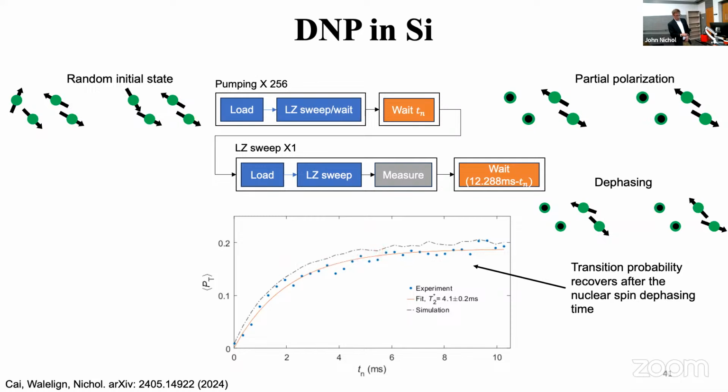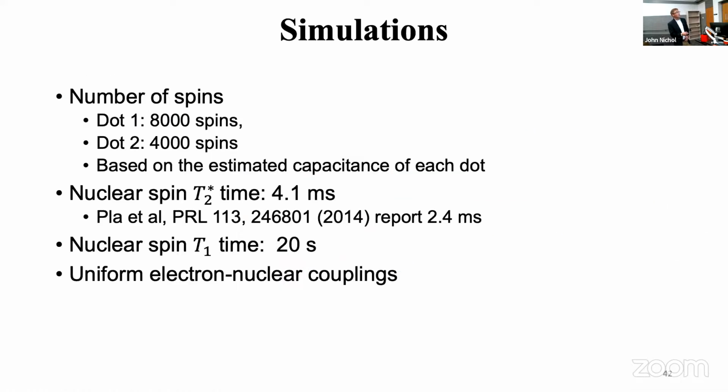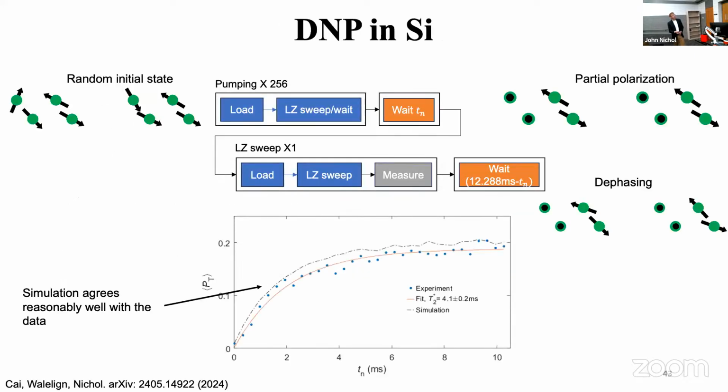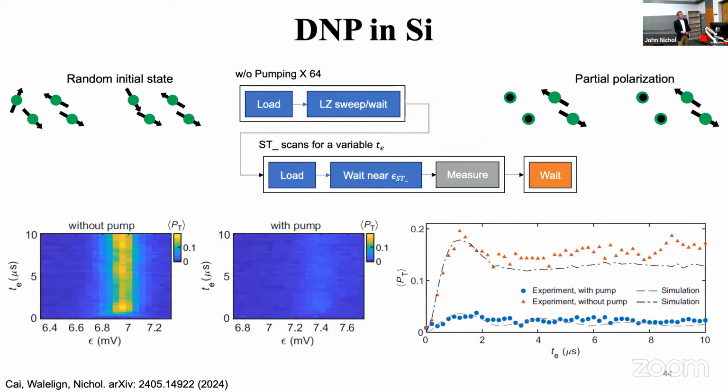The simulation, in this dashed line here, assumes a nuclear spin T2 star time of about 4 milliseconds. This is consistent with measurements of nuclear spin T2 star times in related devices. We're using a nuclear spin T1 time, the time for a nuclear spin to spontaneously flip from up to down, of about 20 seconds. This is consistent with our measurements. And we're keeping track of about 12,000 spins in this simulation. The simulation agrees reasonably well with the data. In this case, the dashed lines again are simulations of what's going on here.